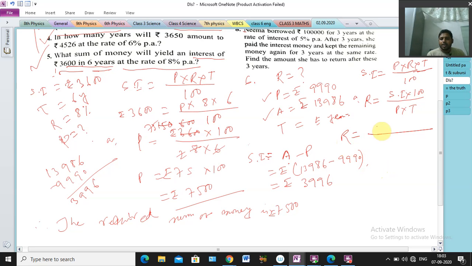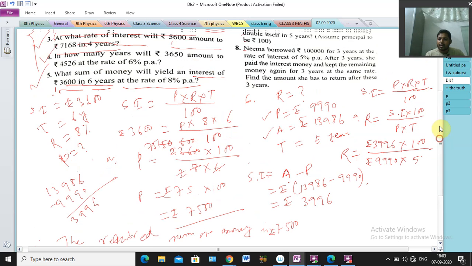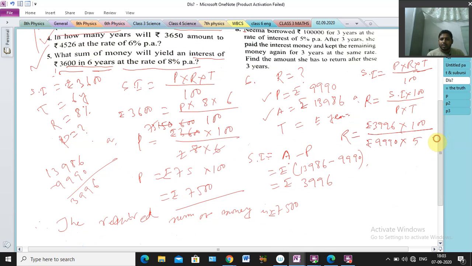So that means we are getting R equal to 3,996 into 100 divided by P into T. P, sir, how much, sir? 990. Okay, and time, sir? Time 5 years given. Just cancel it. Here 10 and 10 will be cancelled. Okay. After that here 5 2 is 10.